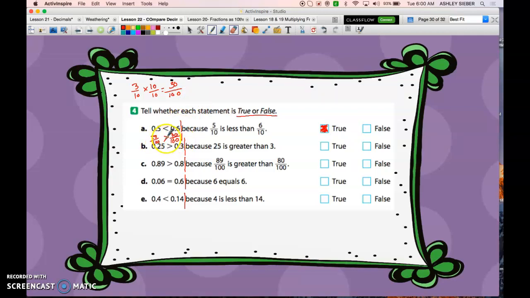Is 25 hundredths greater than 30 hundredths? No, this isn't right. So I don't care what this even says. This isn't right, so this can't be right. So B is false.